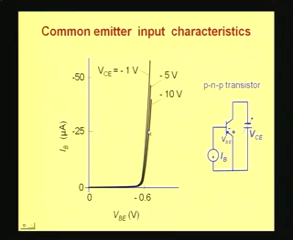You see that the characteristics show a small dispersion with respect to the collector emitter voltage. So for collector emitter voltage increasing, the curves start shifting to the right, but the shift is very, very small. So these are the input characteristics of the common emitter mode of operation.